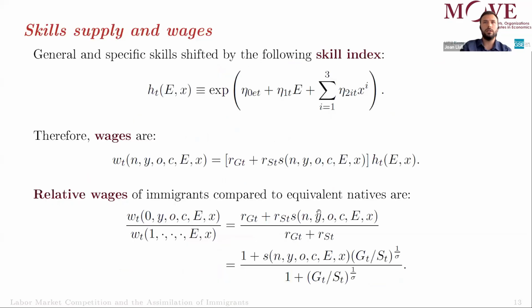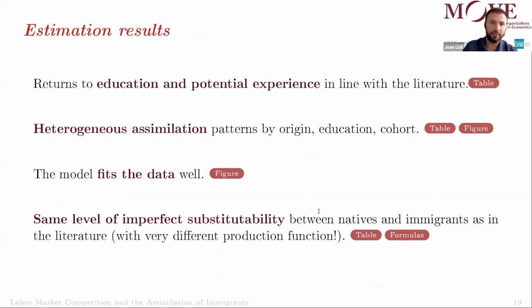So going back to what we have here, like I said, the returns to experience and education are kind of in the literature. There are very heterogeneous patterns of assimilation here in terms of origin country and education, and the model fits the data quite well. Then there is imperfect substitutability, which, as I explained before, is key for the mechanism to occur.